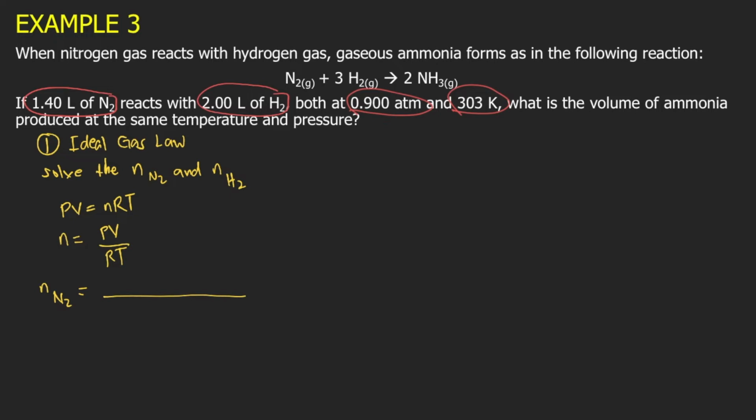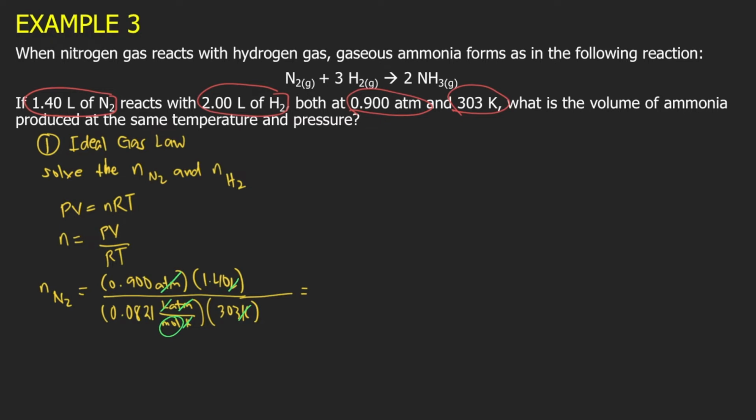The pressure in the problem is 0.900 atm. The volume of N2 is 1.40 liters. R is 0.0821. And T is the temperature, which is 303 Kelvin. So let's see how the units will cancel out. ATM cancels, liter cancels, Kelvin cancels, so the unit is moles.